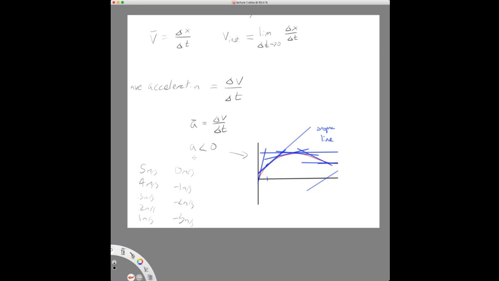Now, unfortunately, this is always a negative velocity. And I'm going to draw two graphs now to show you. But let's see. Oh, let's just extend this.